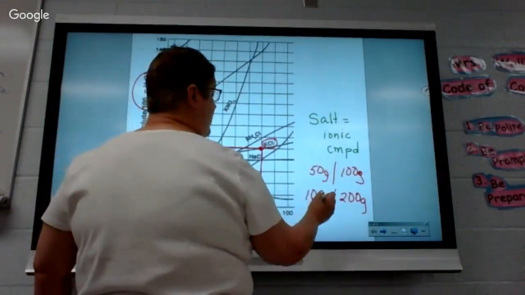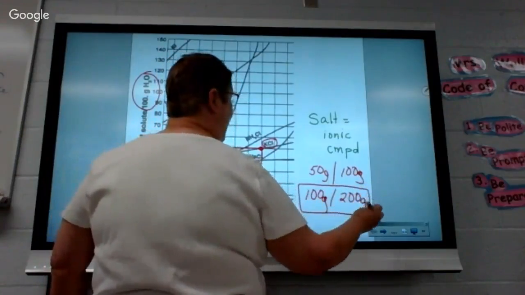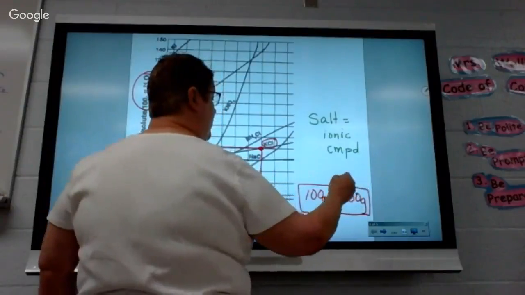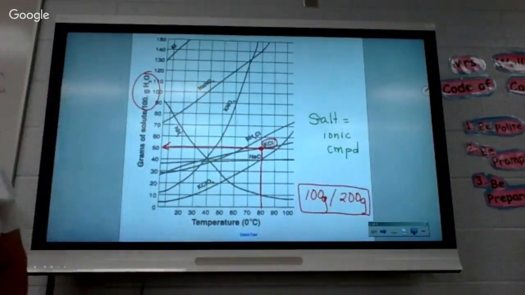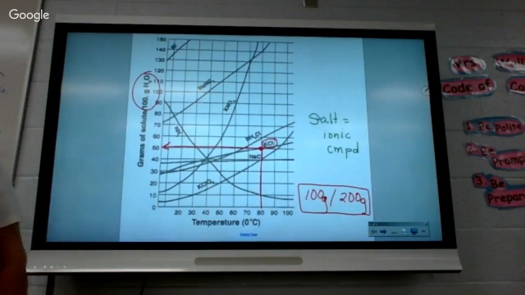So when you wrote your answer on the line, did you write what I have right there in the box? Or did you just write 100? If all you wrote was 100, you're going to lose points on the quiz because you didn't write the full answer. It's 100 grams per 200 grams of water. You have to specify how much solvent you use. You can't just write 100 grams.